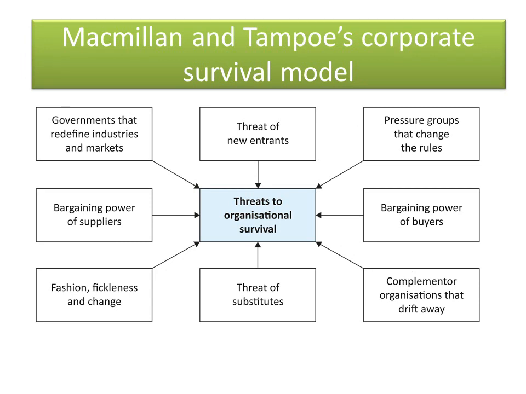The textbook cites a model from Macmillan and Tampoe, and it talks about corporate survival, factors that are threats to the organisation's survival. It's basically Porter's 5 Forces with a few extra boxes added to it. So it could be useful for revision. The theory is fairly light, but obviously besides the microenvironment, we've got governments, pressure groups, complementary organisations that drift away, fashion, fickleness and change. So a model there that gives us some of the major threats.